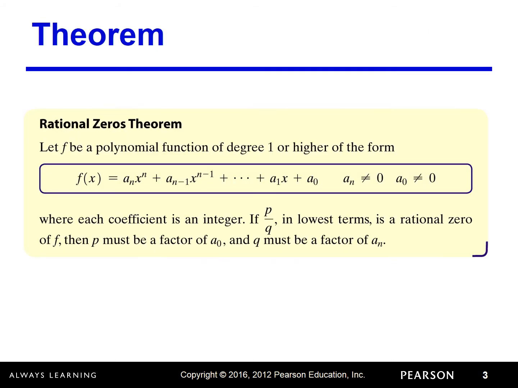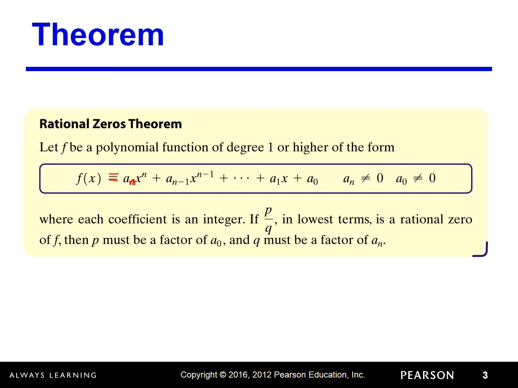So here's the statement of the theorem. Let f be a polynomial function of degree 1 or higher of this form. Well, what does this form mean? I mean, that's pretty crazy looking. It just means it's a polynomial function. But we do have to get comfortable with subscripts. Each coefficient is an integer. It's a whole number or the negative of a whole number.